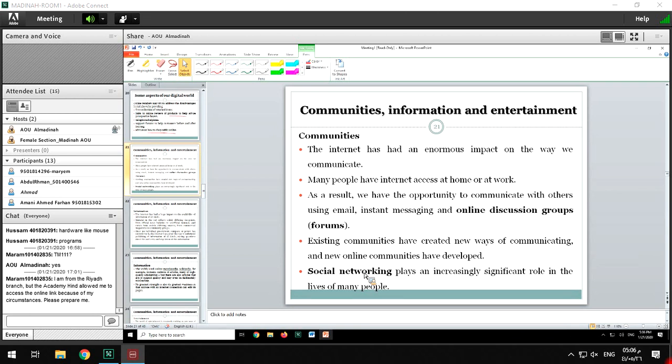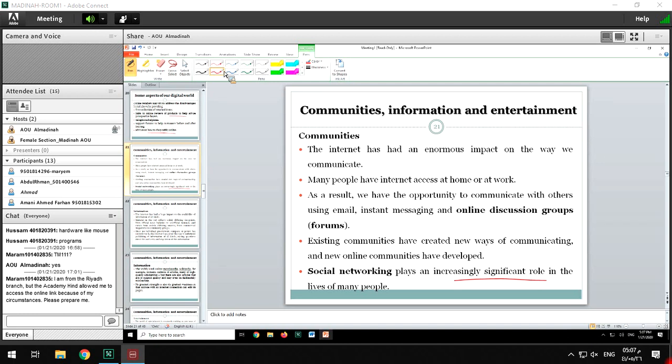When it comes to the digital world, how do people make communities, how do we exchange information, and we also talk about entertainment using the digital technologies. Communities: the internet has an enormous impact on the way we communicate. Many people have internet access at home or at work, which results in communicating with each other using emails or discussion forums. Existing communities have created new ways of communicating and new online communities have developed. Social networking plays an increasing role in making the communities.